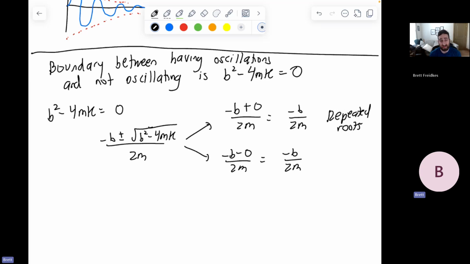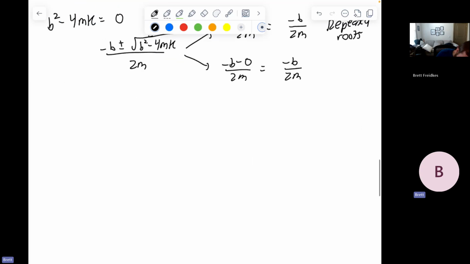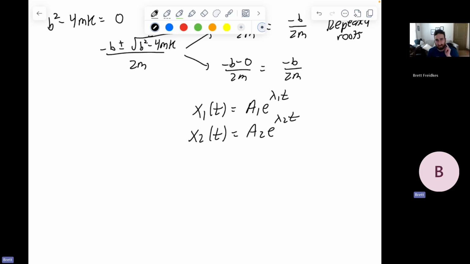Because the combination of b, m, and k will lead to that discriminant being 0. We said before that x1, the first solution, was some a1 e to the lambda 1t, and our x2 was some a2 e to the lambda 2t. But the lambda values are the same, which means that these are linearly dependent on each other.